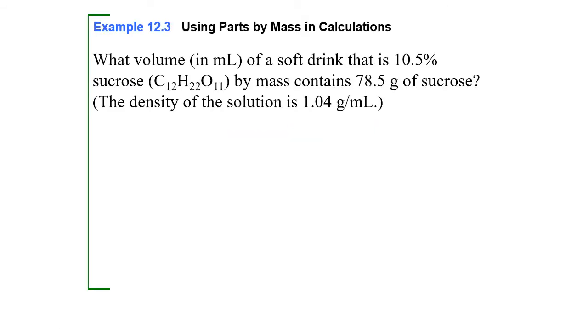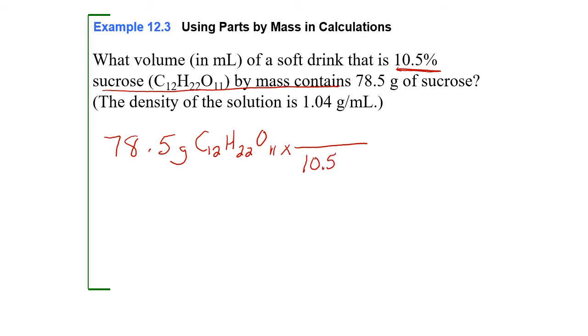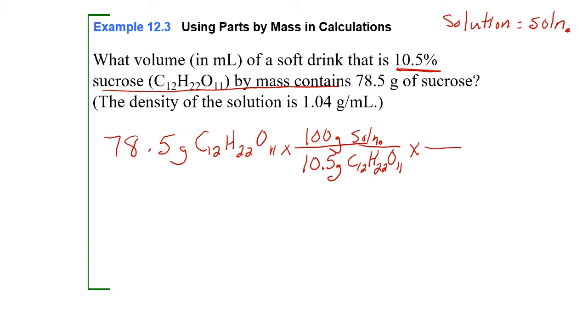Let's figure out what volume of soft drink contains 78.5 grams of sucrose if it's a 10.5% sucrose by mass solution. So we're going to start with these 78.5 grams of sucrose. The 10.5% sucrose by mass means that we have 10.5 grams of sucrose for every 100 grams of our solution. And you'll frequently see me abbreviate solution as SOLN, just so that you're aware. That's an abbreviation that I use frequently.